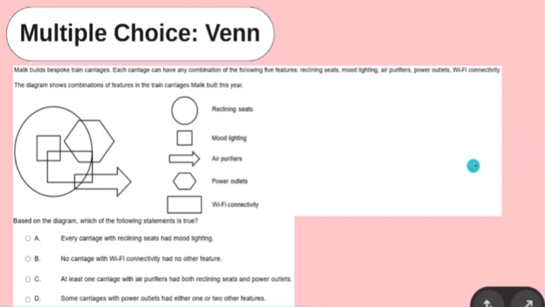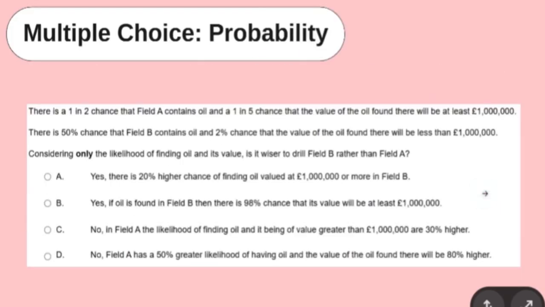In the actual UCAT, if you don't have the time to look through the other options and you're pretty confident, do stick to your first instinct. And hopefully you have time later to review it. With that, let's move on to our probability question.